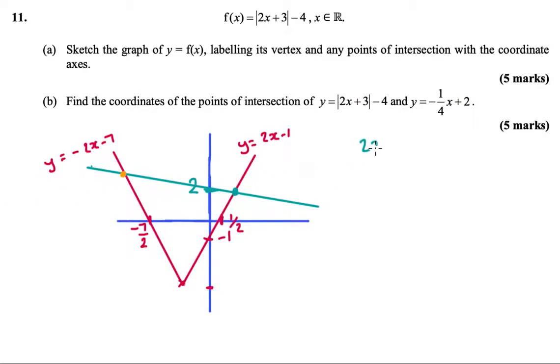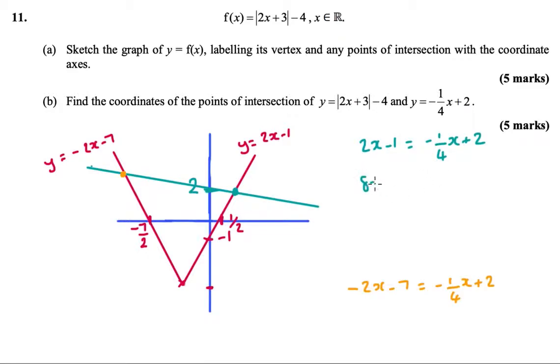I'm going to solve the equation 2x minus 1 equals minus a quarter x plus 2. And to do the yellow blob, I'm going to do this function. So minus 2x minus 7 equals minus a quarter x plus 2. I'm going to solve those two equations for x, and I'm going to substitute them into probably this one, because of the quarter being a bit annoying, to get the y values, because it wants the full coordinates. So in order to solve this, I'm going to multiply everything by 4 to get rid of this quarter.